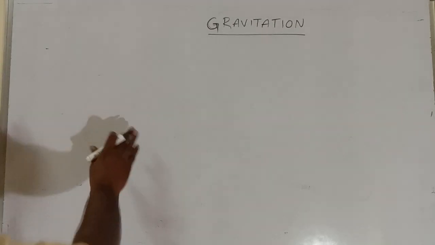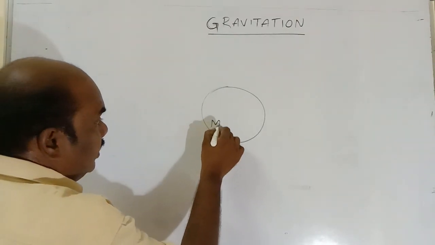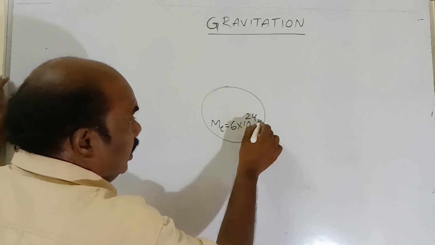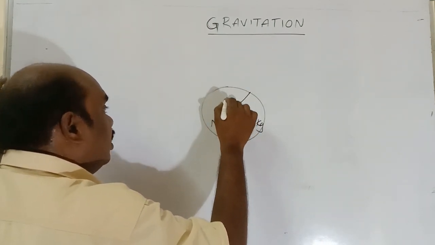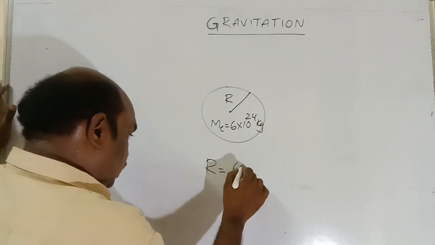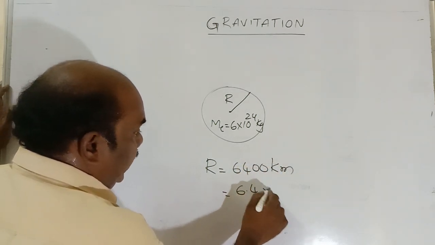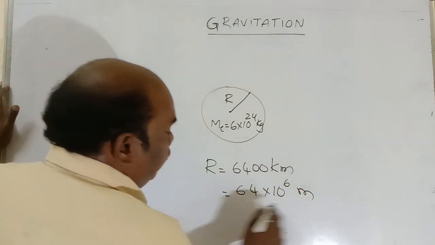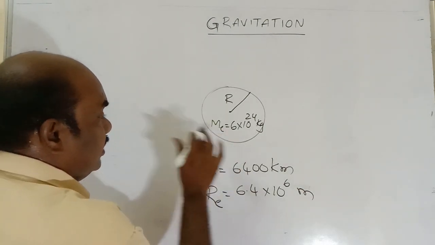Next see children, this is the earth. Mass of the earth is, already I told you, 6 into 10 power 24 kilogram. From the center of the earth to the circumference, this is called the radius of the earth. Radius of the earth also, remember children, 6400 kilometer or 6.4 into 10 power 6 meter. Remember this also, 6.4 into 10 power 6 meter. This is the radius of the earth, this is the mass of the earth.